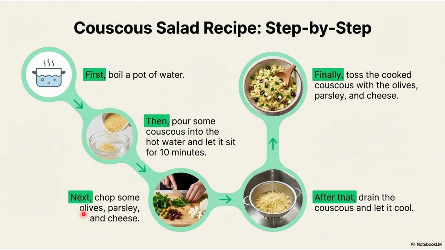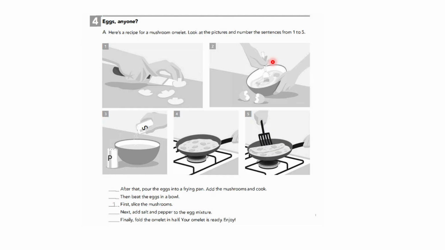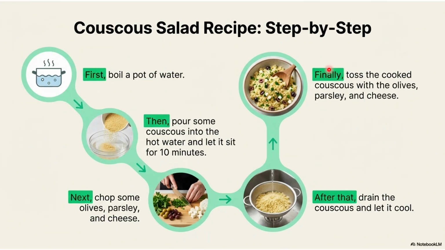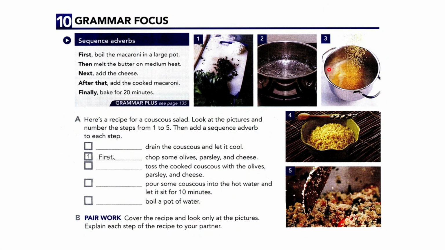Next, chop some olives, parsley, and cheese. After that, drain the couscous and let it cool. Finally, toss the cooked couscous with the olives, parsley, and cheese. As you can see, I have here all the steps. If I follow all of these steps, probably I will get a good looking couscous just like this one. And I say probably because we know that some things just don't come out as we expect them to. That's it, guys. Those are the sequence adverbs. And that is the grammar focus.